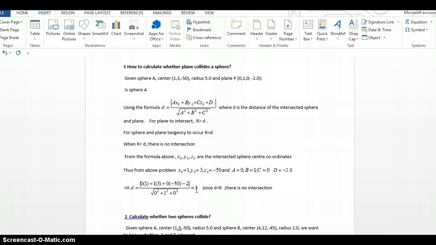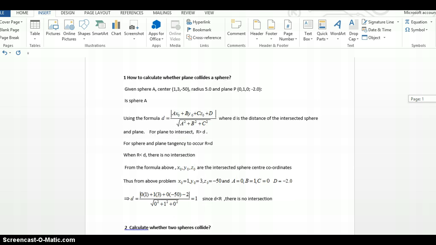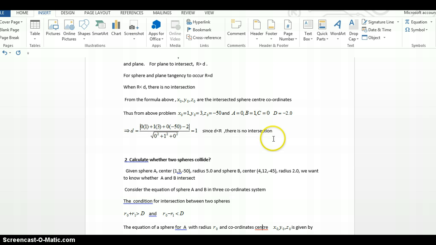That is, x0 is 1, y0 is 3, z0 is minus 50, and a is 0, b is 1, which is the coordinate of the plane, and c is also 0, and d is minus 2. So if we evaluate, we arrive at d equals 1. So if you look carefully, d is less than rho, because rho has a value of 5 and d is 1. Then there is no collision. That is clear. There is no collision.